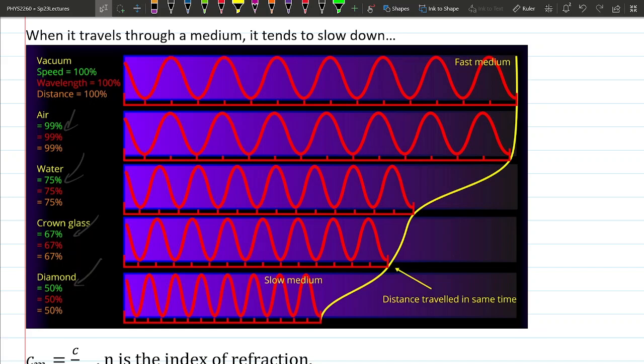So what you see here is that if you're going slower, you still have to go at the same frequency. What happens is that as you enter the medium, all of these wavelengths have to fit into a shorter and shorter distance, because the light travels a different distance in the same amount of time. So the concept you want to remember is that when light travels through a medium, the wavelengths get squished together, especially in diamond, where you're basically cutting the wavelengths by half.